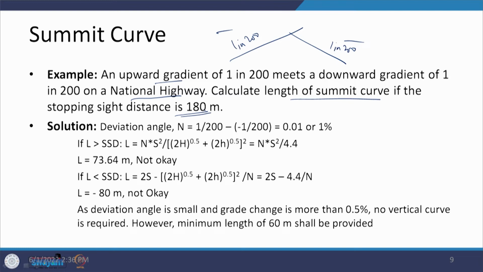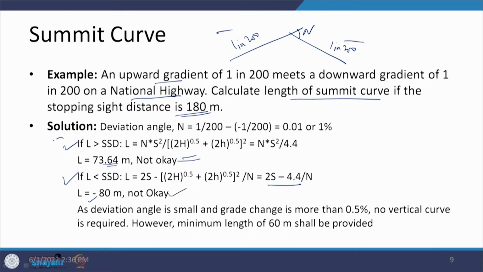So, in this case first of all let us calculate the deviation angle again, and this deviation angle is now n1 plus n2. So, it is 1 by 200 plus 1 by 200, which comes out to be 1% or 1 by 100. Now we go with the assumption that the length is greater than SSD, and if we put the values in this equation, we get 73.64, but this is not greater than SSD, therefore it is not okay. So, we go to the next equation, and when we put the values in 2S minus 4.4 divided by N, we get a negative value, and therefore this is also not okay.